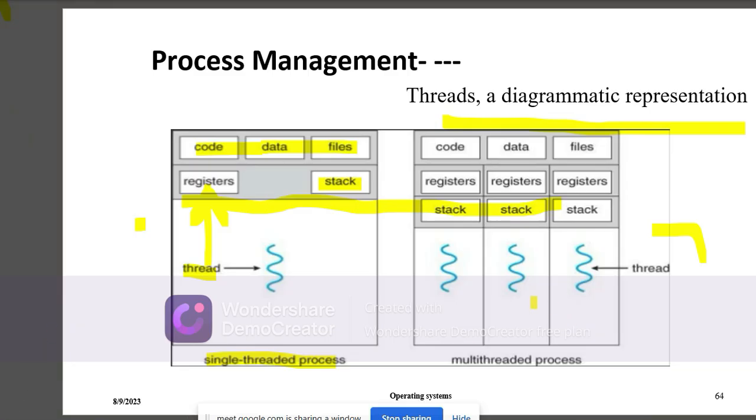What is there in a multi-threaded process? See here, the process has its code, data, and files. And these are three threads. These three threads have their own registers and their own stacks. These are the registers and stacks for the first thread, these are the registers and stacks for the second thread, and these are the registers and stacks for the third thread. So this is a multi-threaded process.